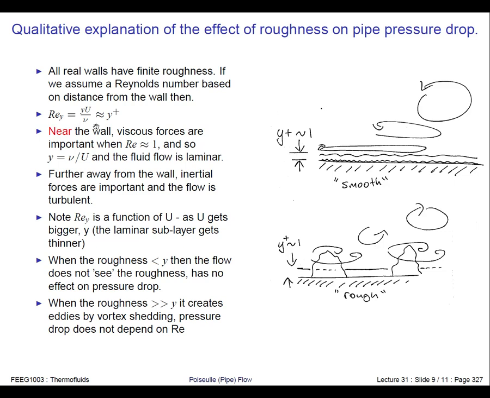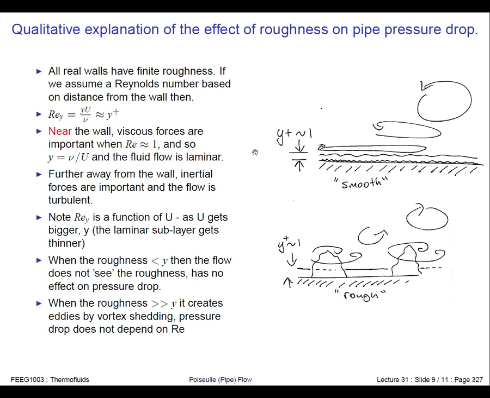So what we do is we say, when this Reynolds number is 1, that's the division between near the wall where it's laminar, and above a Reynolds number of 1, where it's turbulent. And you can see that this thickness depends on the velocity. So if you increase the pipe velocity, the thickness of your laminar sublayer is going to get smaller.